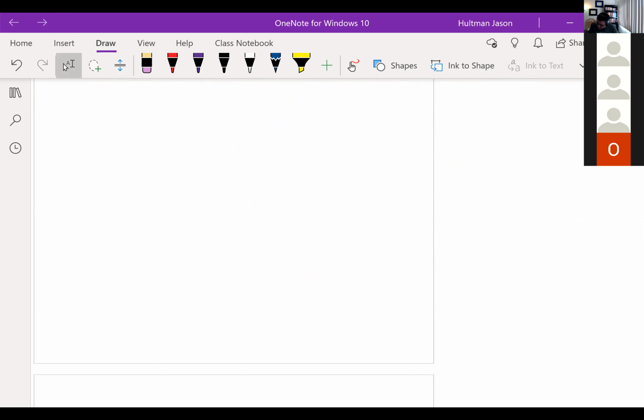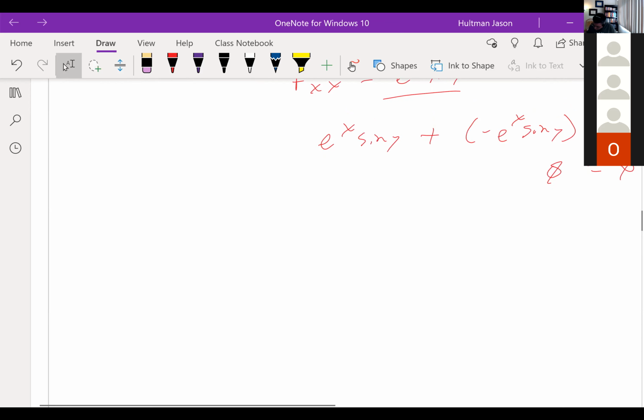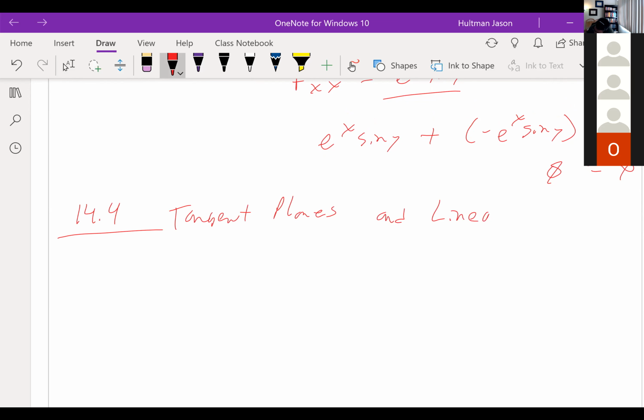Okay, let's move into 14.4. Okay, our tangent planes and linear approximations. Tangent planes and linear approximations.